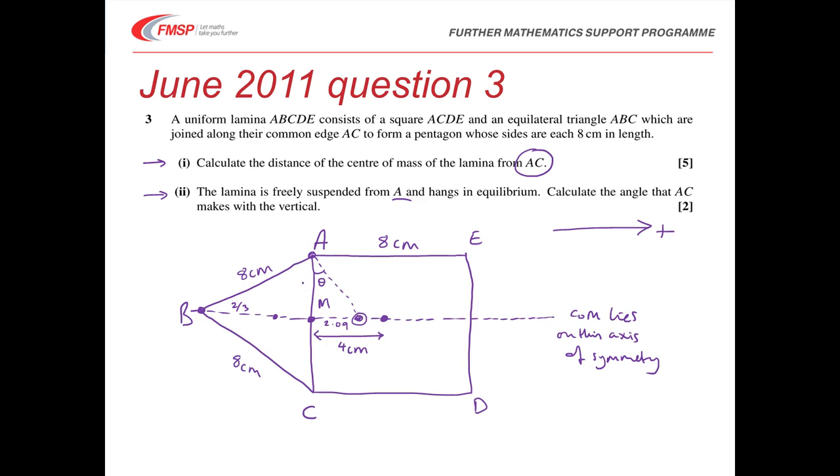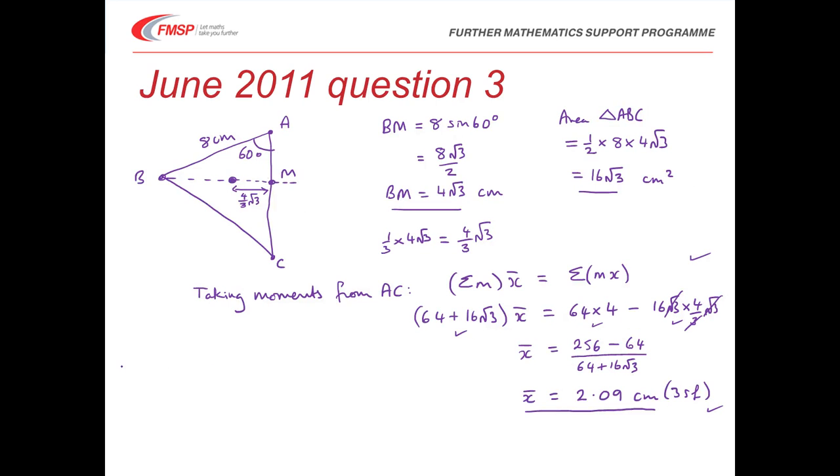Well, we already know that A to M is 4, and we know that M to this point here, the centre of mass, is 2.09. So I'm going to use tan to find that angle theta. And here we go.